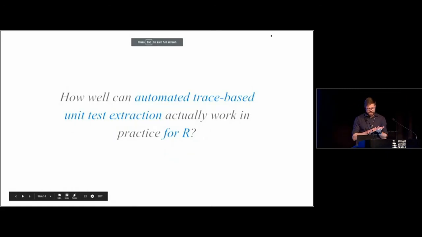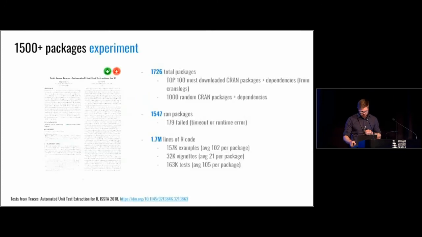So how well can something like that actually work in languages like R, these automated tests? What we did, we wrote a paper about it. We looked at a bunch of packages. We wanted to have the top 100 most downloaded CRAN packages based on the cranlogs package. And then we wanted to have just 1,000 random CRAN packages to have a kind of set. When we ran their code, only 1,547 we managed to run on our server. Some of them timed out, and some of them had runtime errors.